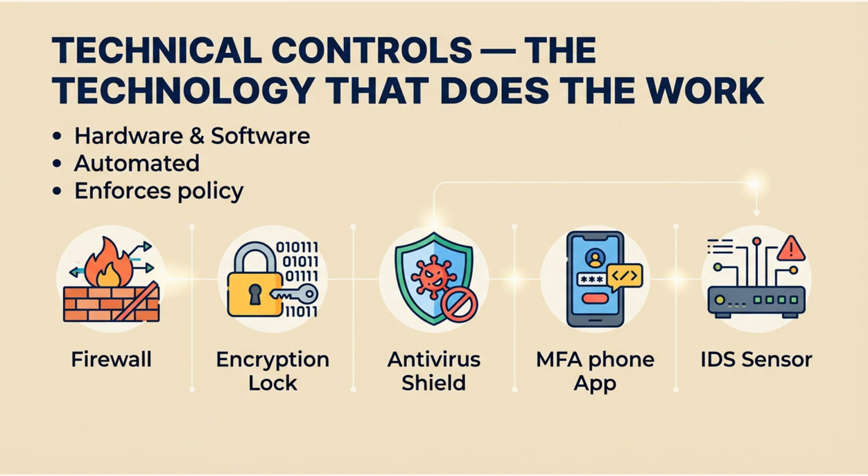Let's start with technical controls. These are the hardware and software that do the security work automatically. If it runs on a chip or in code, it's technical. Firewalls that block traffic, encryption that scrambles data, antivirus that quarantines malware, multi-factor authentication apps that verify identity, intrusion detection systems that sniff packets, data loss prevention that blocks social security numbers from leaving via email. These are your workhorses. On the exam, if they mention a tool, a software, an appliance, a script, answer technical control.